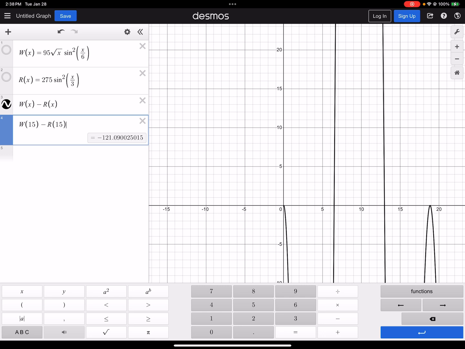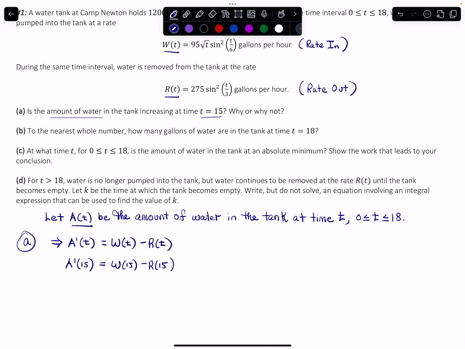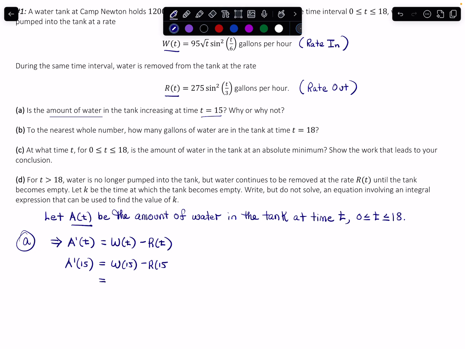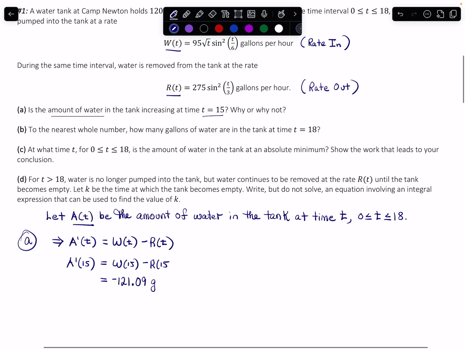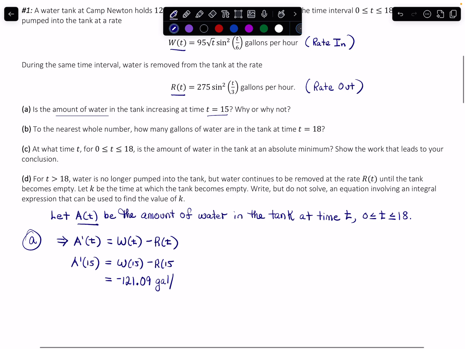Also here, the only thing I particularly care about is that the answer is negative. It's not that I care a ton about the numerical value to answer this question. So I got about negative 121.09. Now, this is a rate, so it should have rate units. They didn't ask for units, but maybe I'll just put them to be a little bit careful. So it's minus 121.09 gallons per hour.